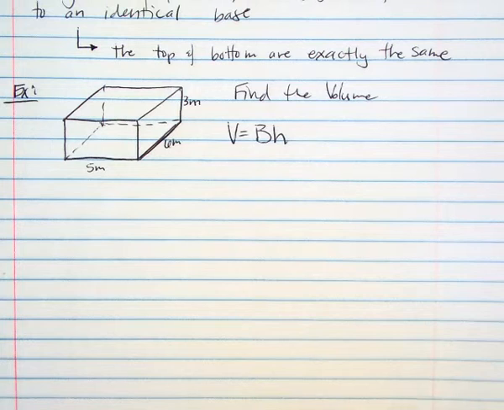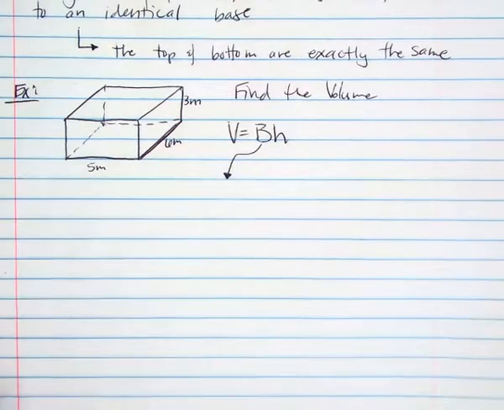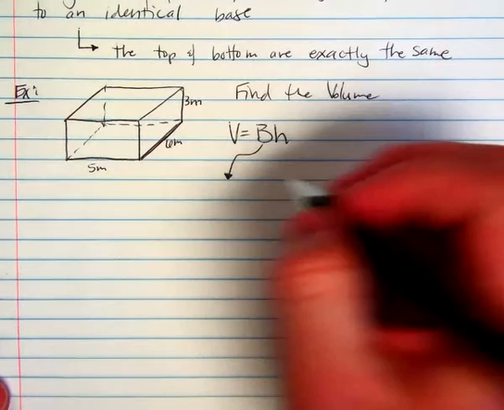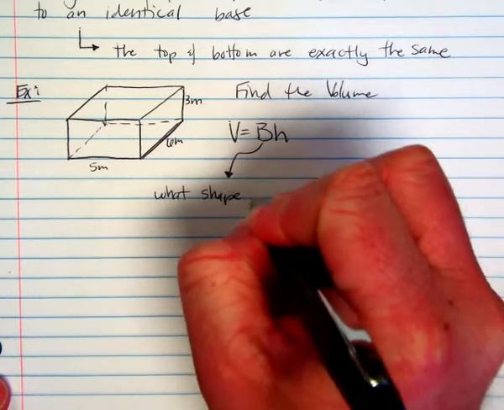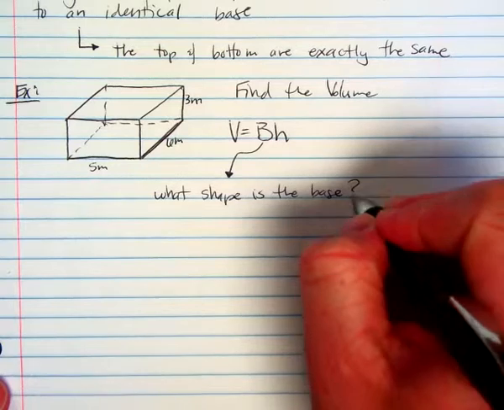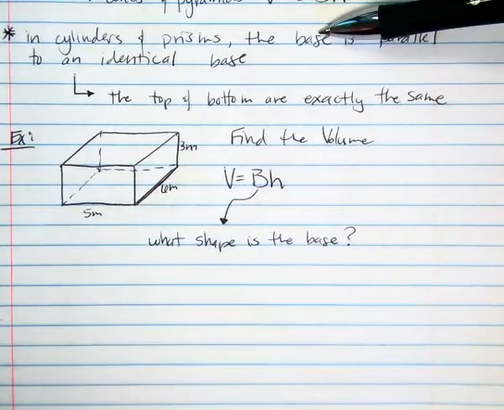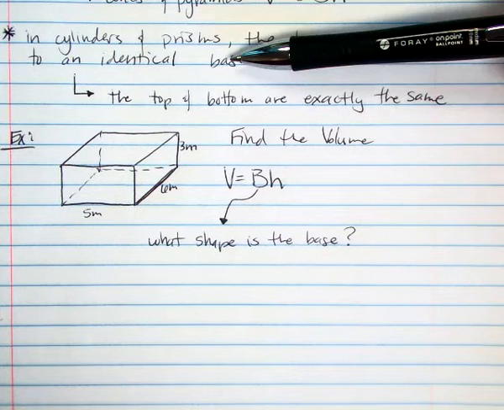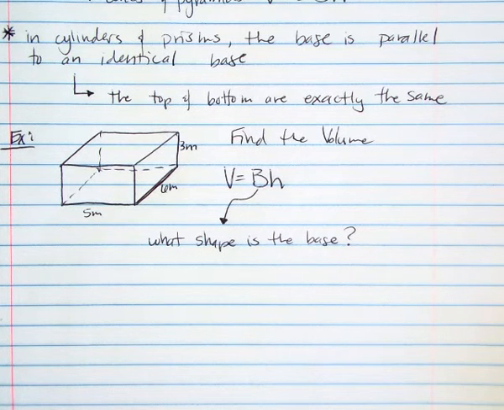And here's the way we're going to go about doing this. Capital B is the most important part in this whole process. And to find this, you have to ask yourself, what shape is the base? So what shape is the base? And we just said here, the base is parallel to an identical base, or the top and bottom are exactly the same.